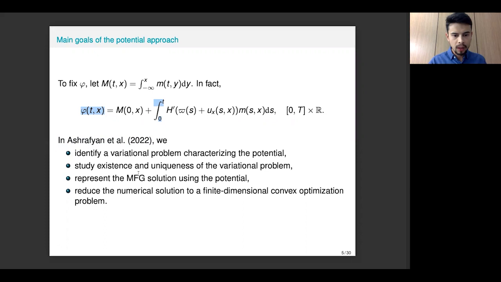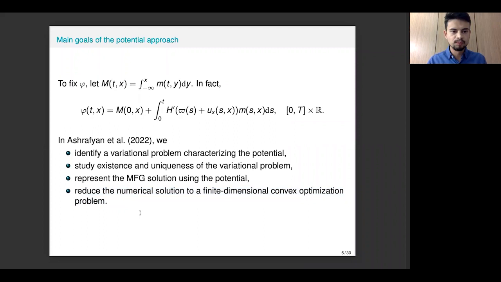We take that problem and study it separately from the mean-field game. That means we want to know existence and uniqueness of minimizers for that variational problem. We also establish how to recover the mean-field game solution out of the potential. And finally, we showed that for the numerical aspects, it's easier to solve the mean-field game system using the potential approach. Because, as I'm going to show you, the potential approach, when you do the discretization, takes you to a finite-dimensional convex optimization problem. And for that, there are several standard tools like Newton, interior points, or alternating direction method of multipliers. There are several tools you can use.